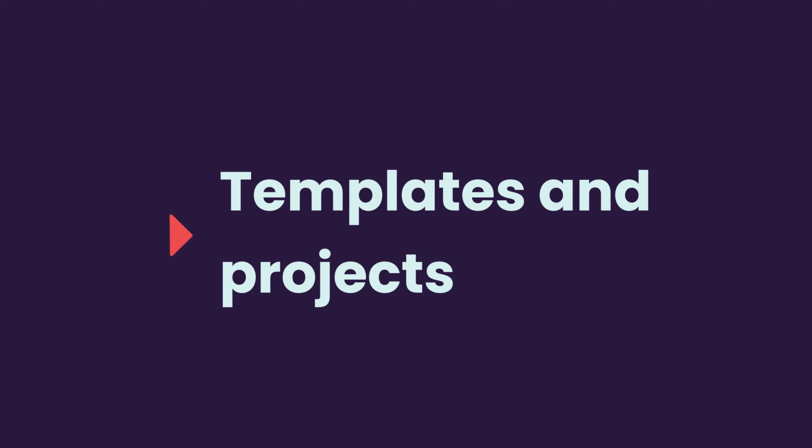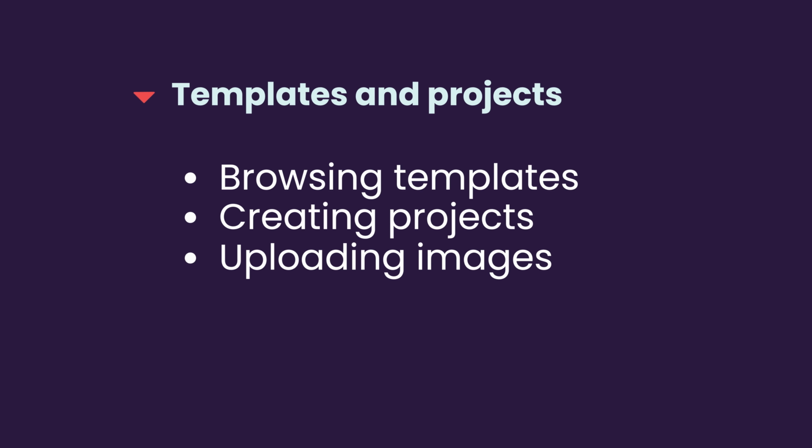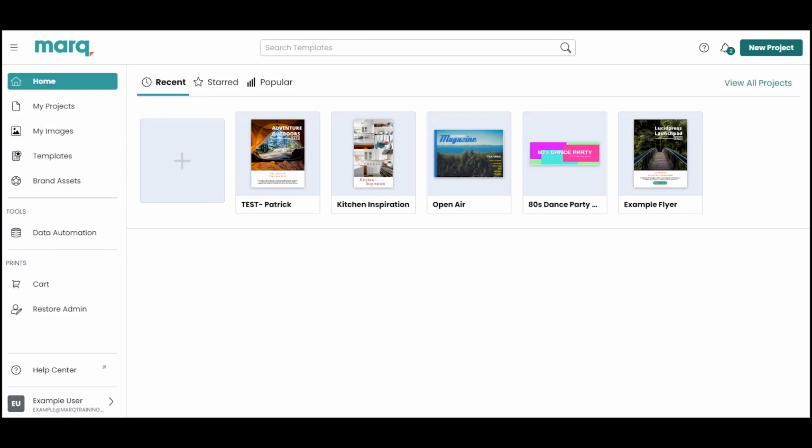In today's video, we're going to explore browsing templates, creating projects, and uploading images to customize our collateral. In previous videos, we've explored navigating the homepage and what each of the tabs in the navigation bar mean. Today, let's look at how we can browse the templates that are shared with us, create a project from those, and upload images we need to customize that project.